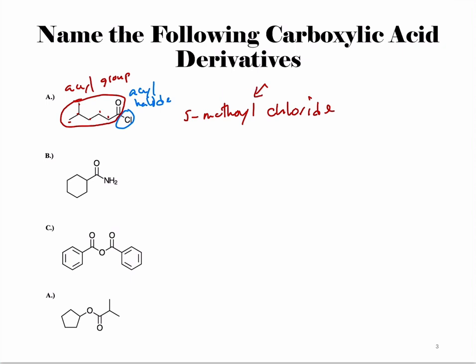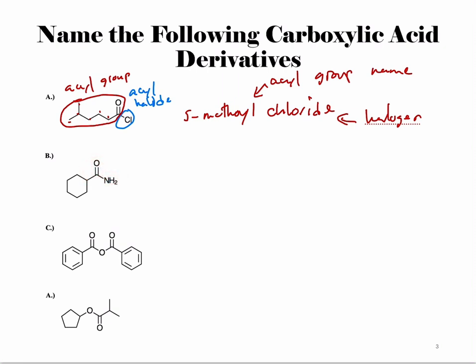Where this is the acyl group name, and this is the halogen. All right, so 5-methylhexanoyl chloride is how we do it. We have to name the acyl group and the other one. In the next one, we have a hexane, which is basically the acyl group here, and then we have carbonyl next to an amine, which makes this an amide.